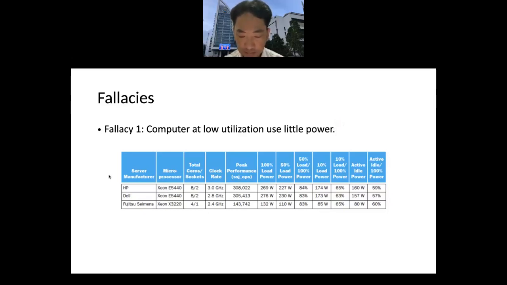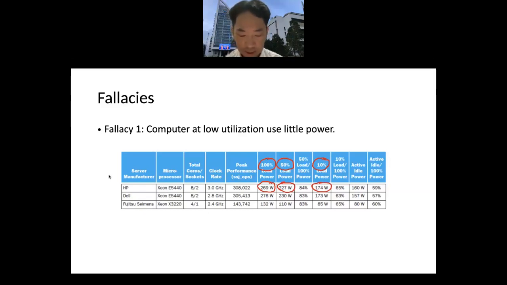Look at the column here. This is 100% load. It used 269 watts, but with 50% load, it used 227 watts. So the difference in power here and there is only a little, but the load here is 100% and there is 50%. And when you look at 10% load, the power is 174.